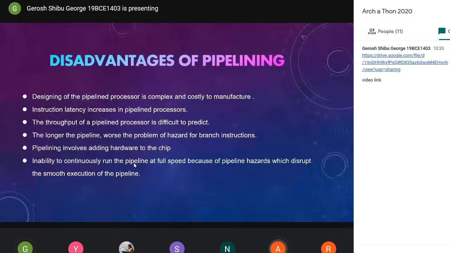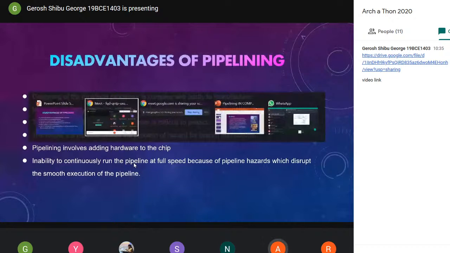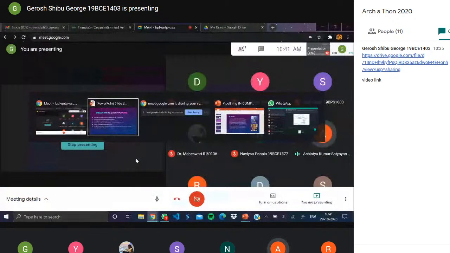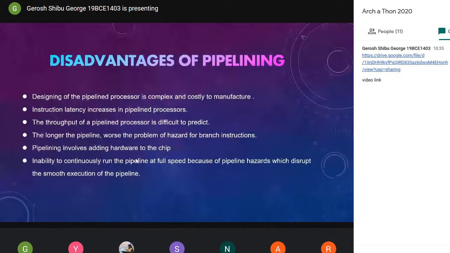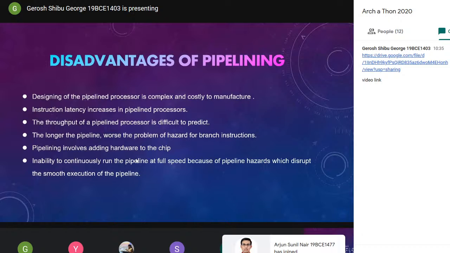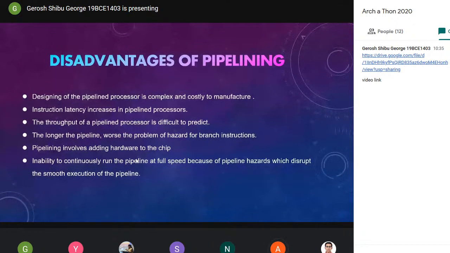Coming to the disadvantages, the pipeline particularly has more advantages compared to the disadvantages. The only major disadvantage is that it makes the processor a little bit complex, and it's a little bit costly to manufacture.